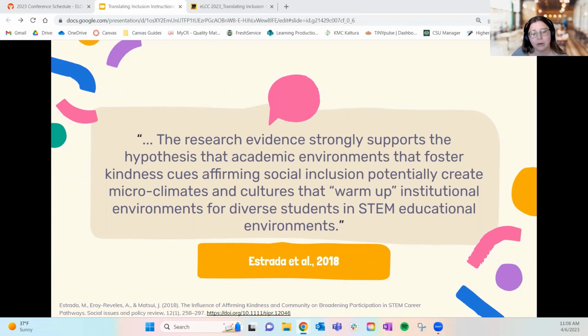I really love this quote from Dr. Micah Estrada, who is a social psychologist at the University of California, San Francisco. In this research study, Dr.